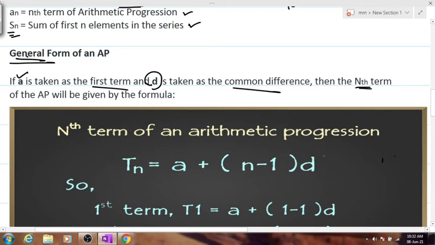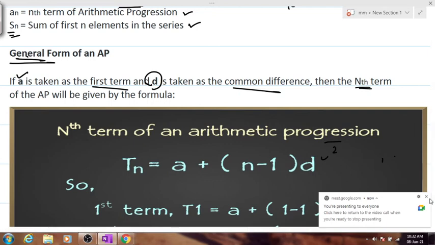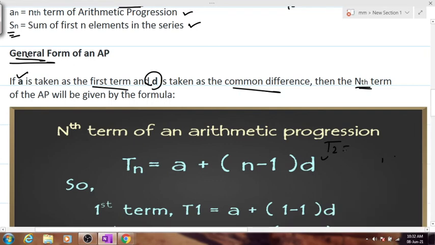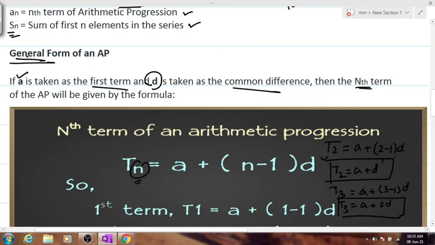Supposing I say calculate the second term, what will be the second term here? You will say T2 is equal to A, you substitute 2 in place of n, A plus 2 minus 1 into d, which will be A plus d. Is this clear? The second term is given by A plus d. If I ask you the third term, it will be given by A plus 3 minus 1 into d, which will be A plus 2d. Is this thing clear absolutely to everyone? Yes or no? Confirm.